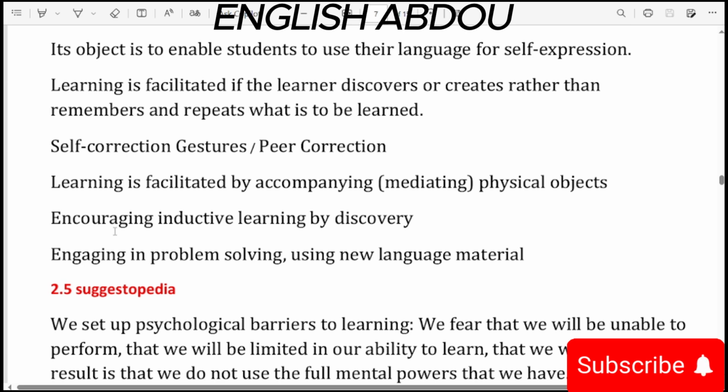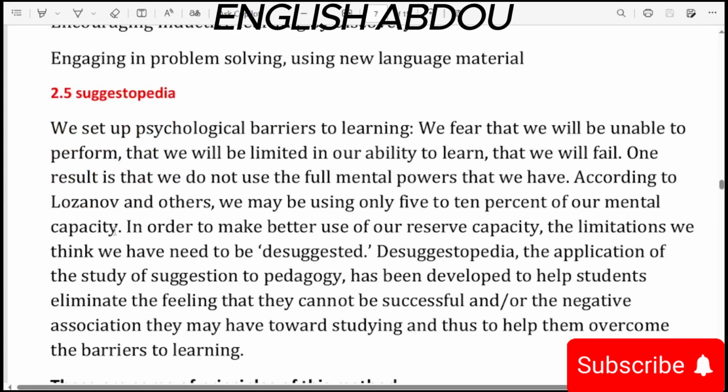The next method is suggestopedia, or suggestopedia means we don't suggest that.